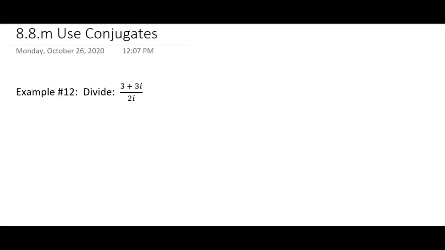So you can see in this problem we have a 2i, a complex number, down in the denominator. It's not a real number. It's got an imaginary part. In fact, it's a pure imaginary number, right? So you might be thinking, okay, well, I want to multiply by the conjugate, but what's the conjugate of 2i?